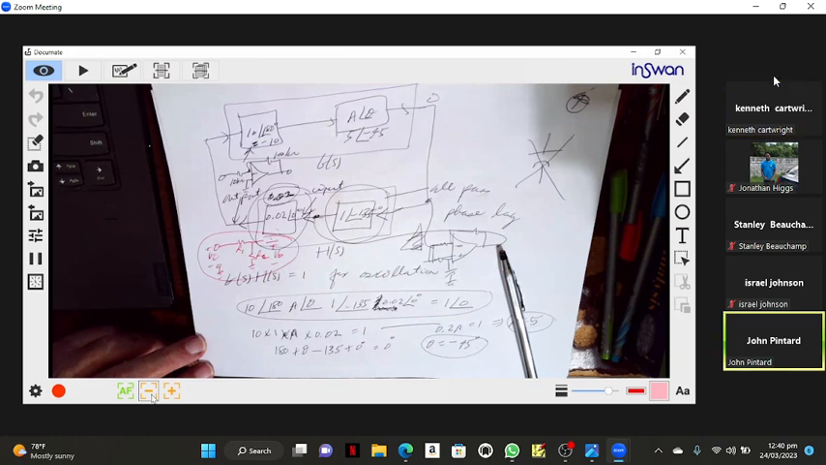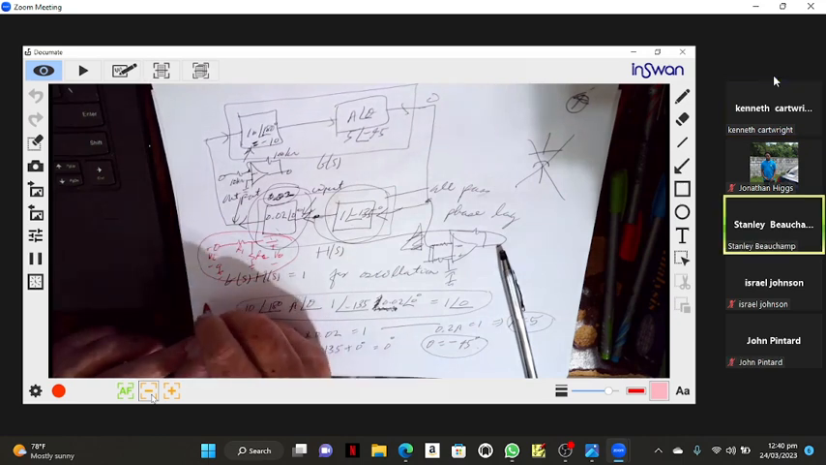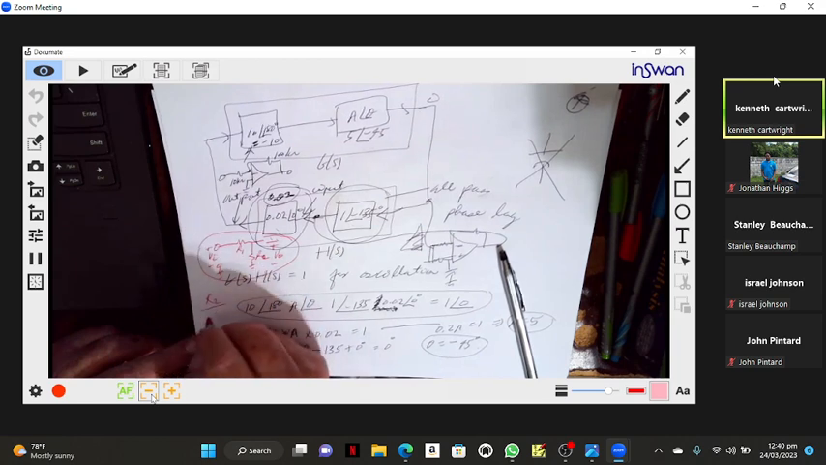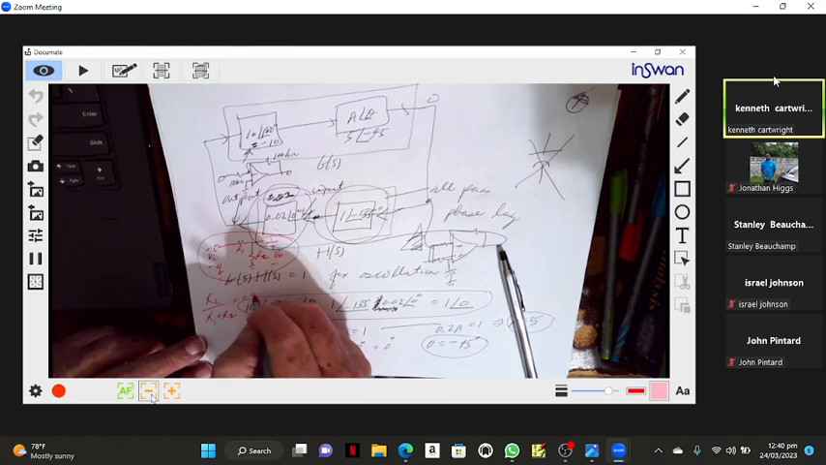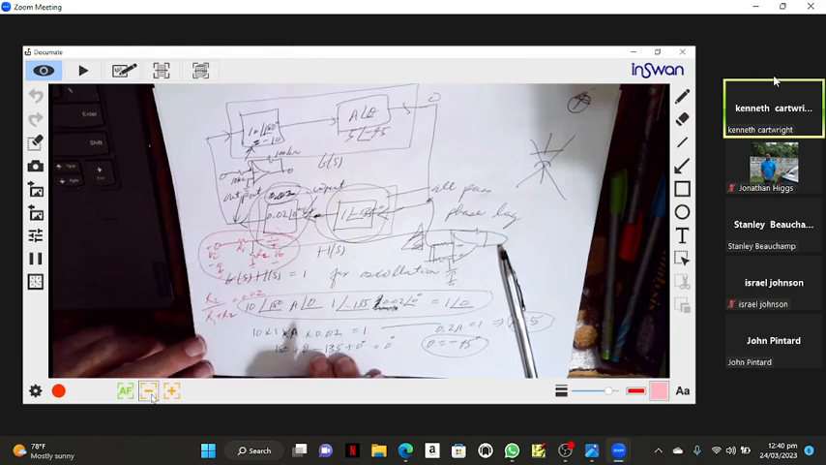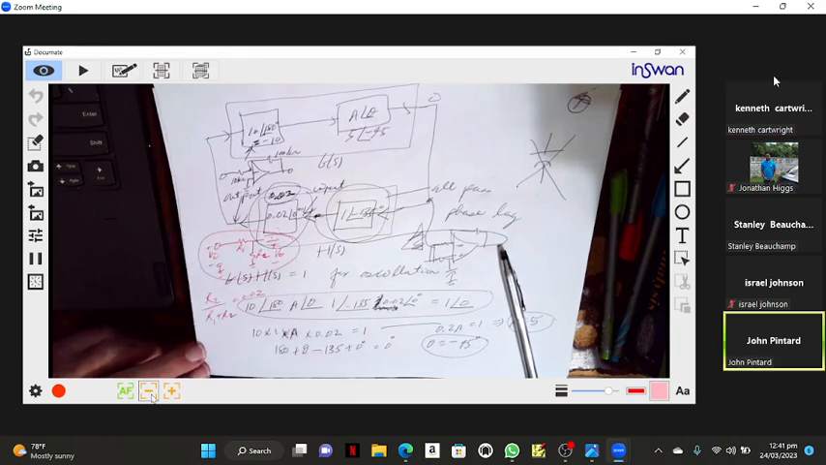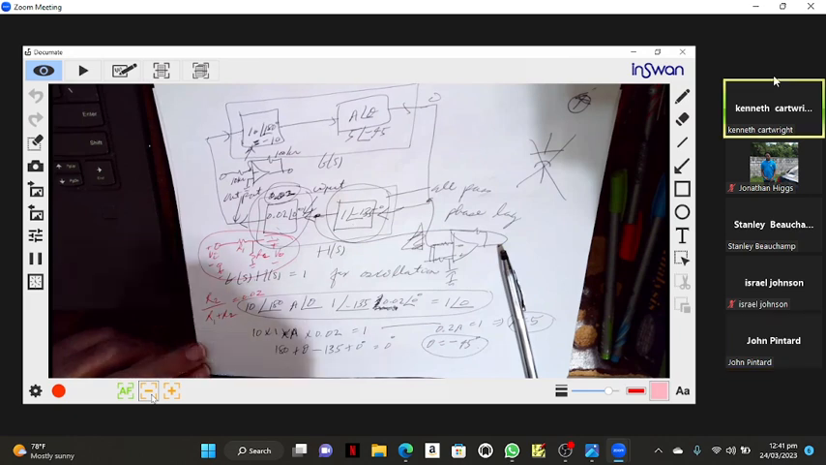R1 over R2 plus R1. No. I think it was R2 over R1 plus R2. Yes, so we want R2 over R1 plus R2. We want that to be 0.02. That's what we want. Hold on. So that's the transfer function right here. This is the transfer function.